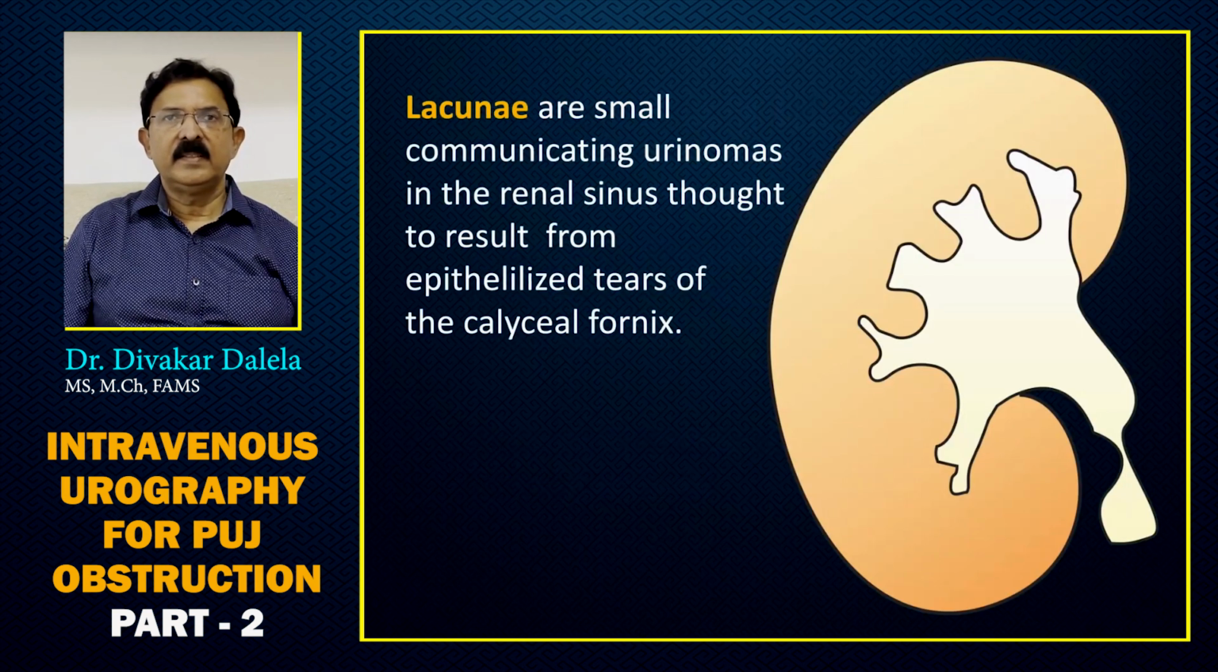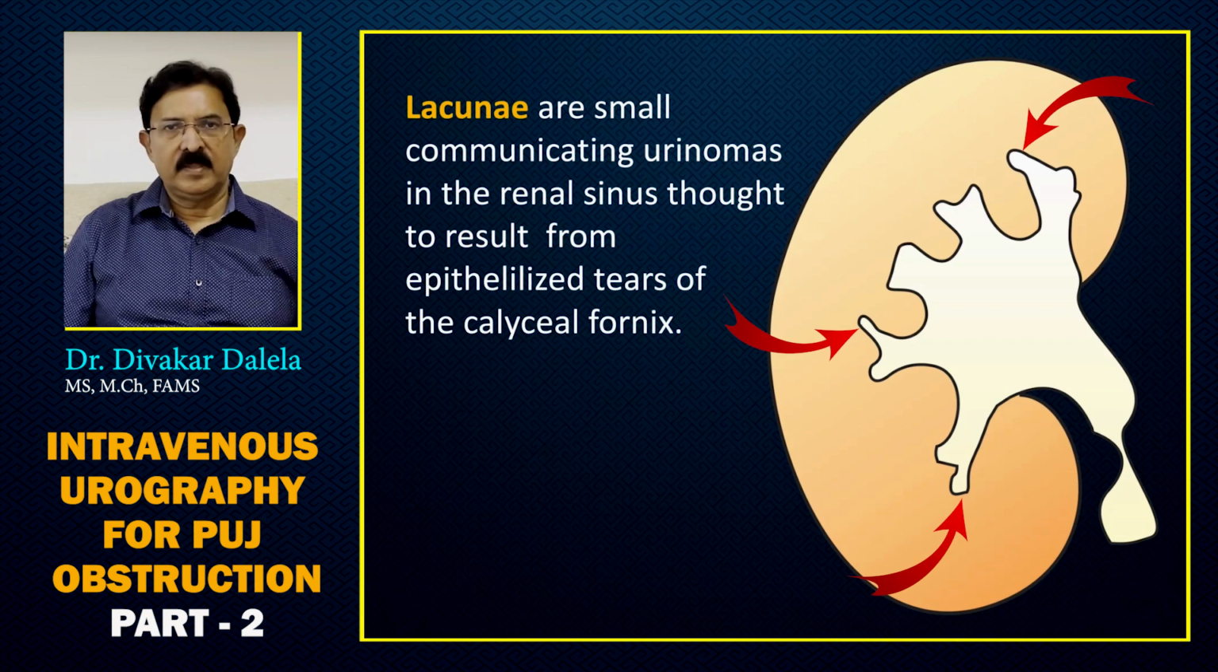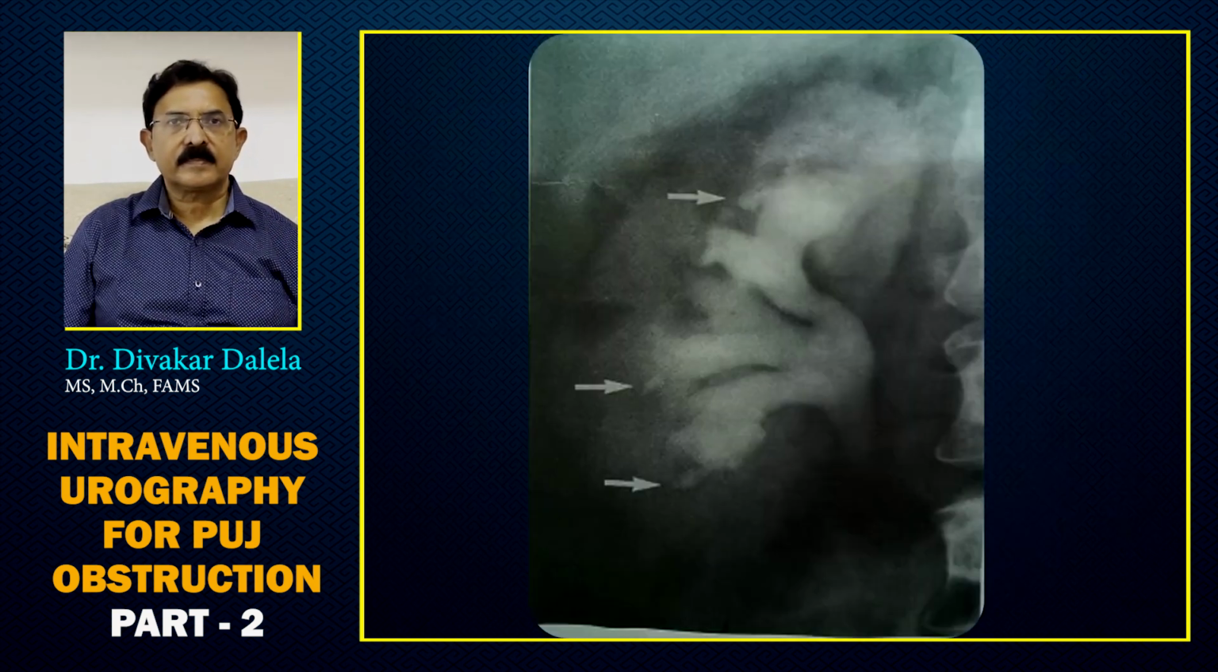If you see here in this picture, from the minor calyx you notice a diverticulum kind of outpouching. These are small communications which form because in case of obstruction you often get a fornicel tear, and because of the fornicel tear a localized urinoma forms, and this urinoma later on gets epithelized. This is a small minor diverticulum kind of thing which is located in the renal sinus. They are called lacunae. Look at this picture of hydronephrosis and you notice 3 lacunae in this film.